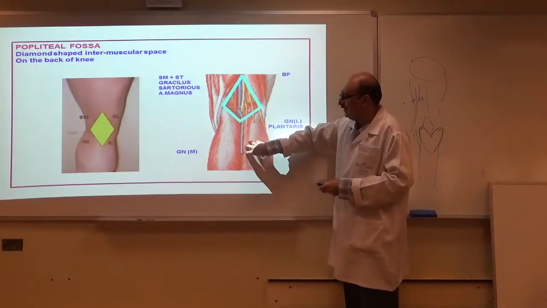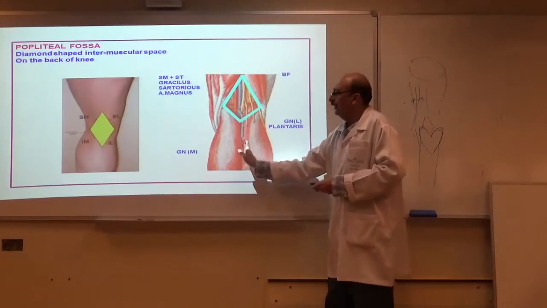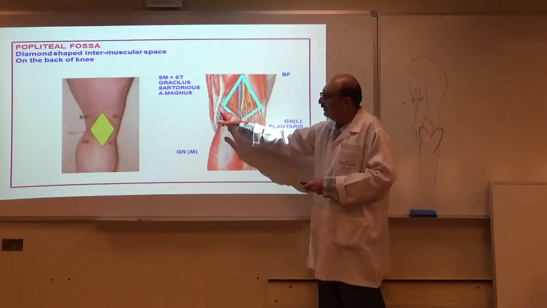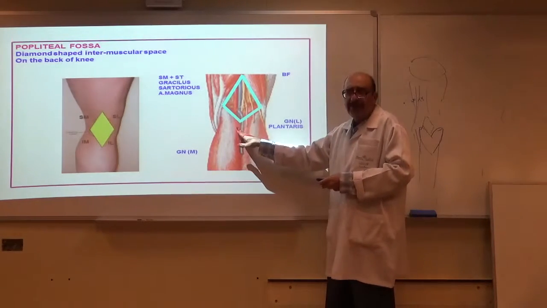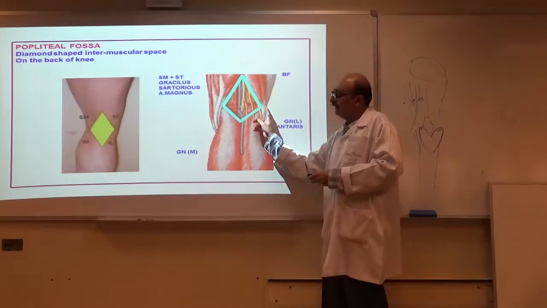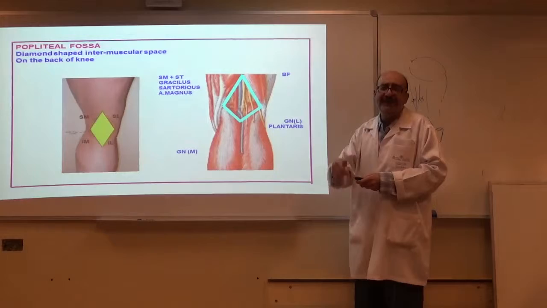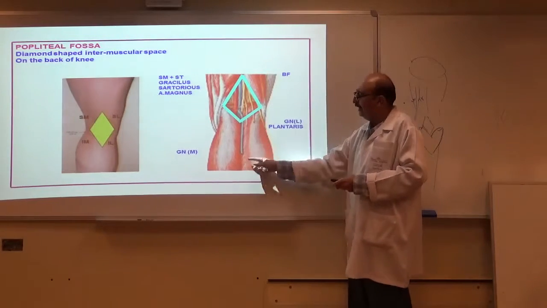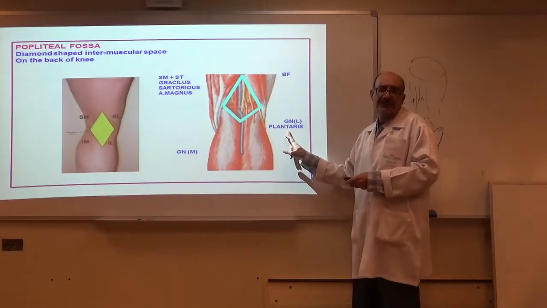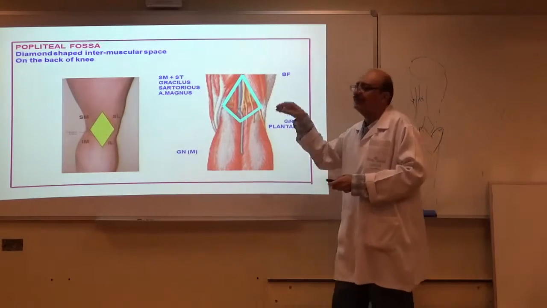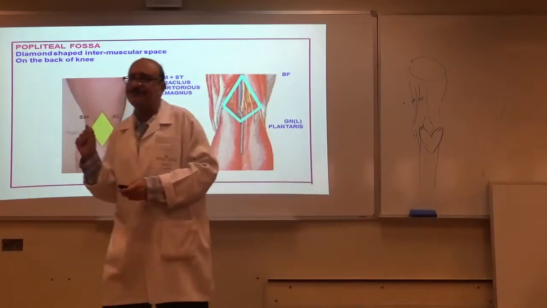Gastrocnemius, this bulky muscle, has two heads, I told you. A medial head, a lateral head. So the medial head will make the inferior medial boundary, and the lateral head will make the inferior lateral boundary. There is a small muscle crossing here. The name is plantaris. So these are the boundaries of popliteal fossa. Any question?